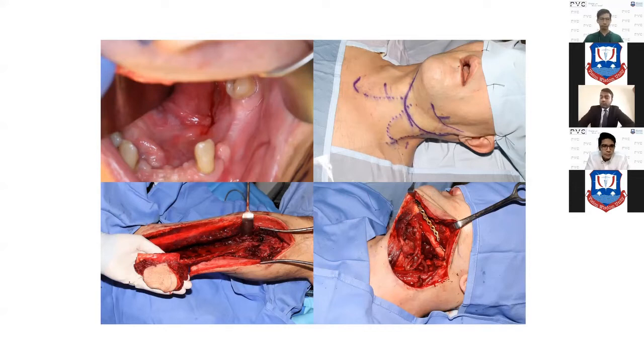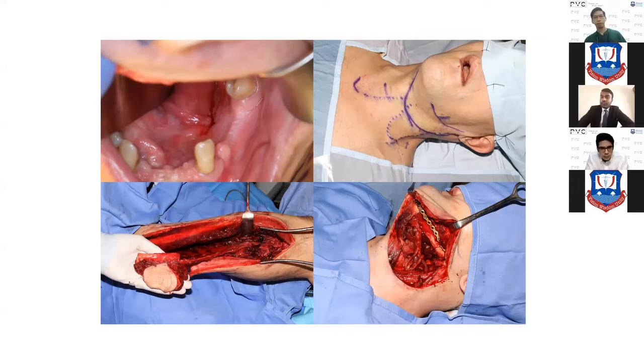Thankfully, if you believe in God, I believe in God, they made us in a way that our bodies have extra tissues that we can use in all sorts of ways. And in this case, the mandible had to go. So we had to reset the mandible, remove the mandible. And after that, we have an extra bone in our leg called the fibula.